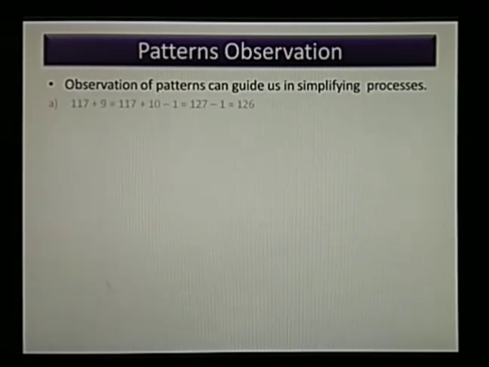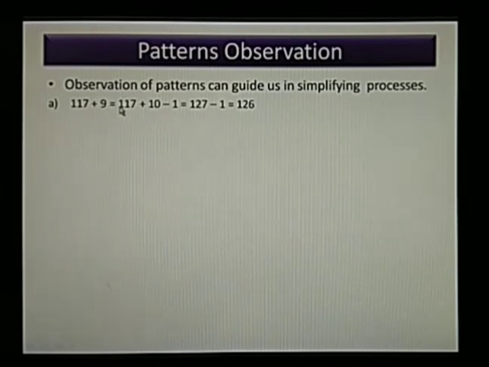So let us see. One example is given here, 117 plus 9. We know we can add this very easily, since it is a very small number. But what if it is a big number? So if we use the pattern, you can see here 117 plus 10 minus 1. It's the same thing. 10 minus 1 is 9. So why have we used the number 10 here?